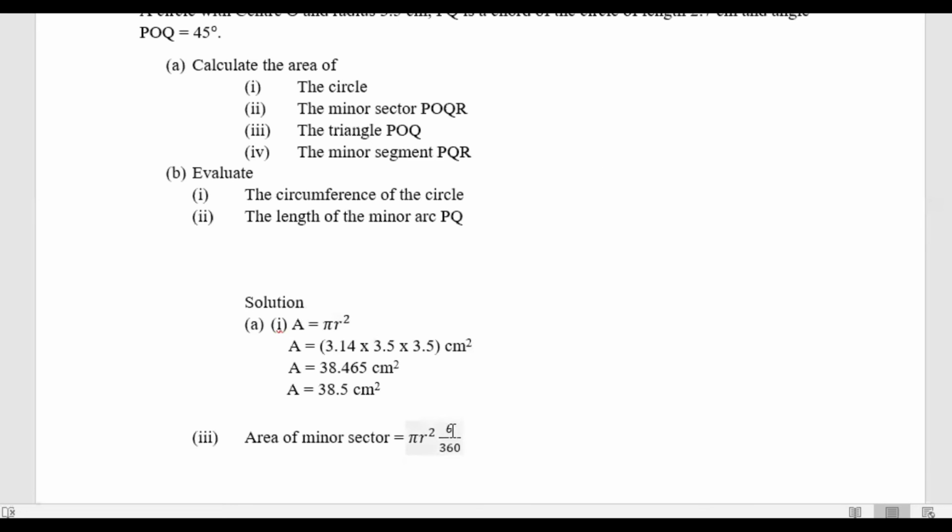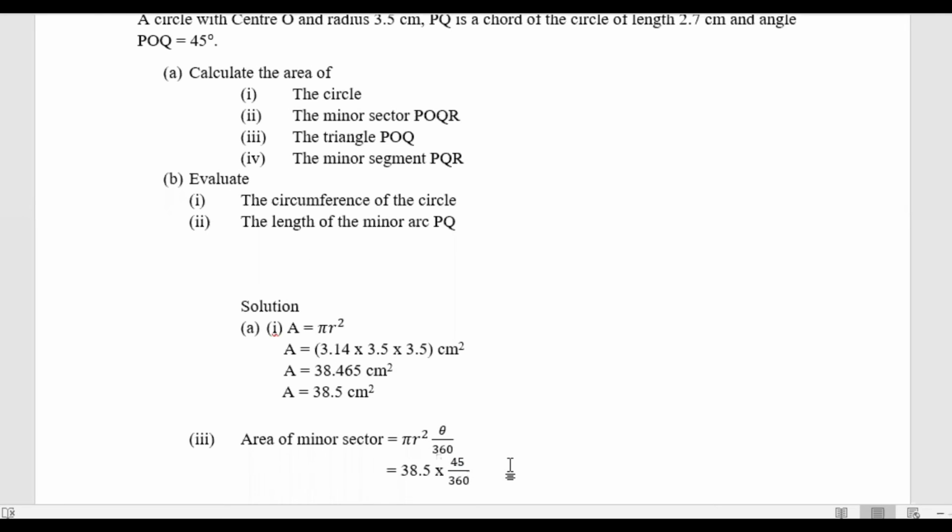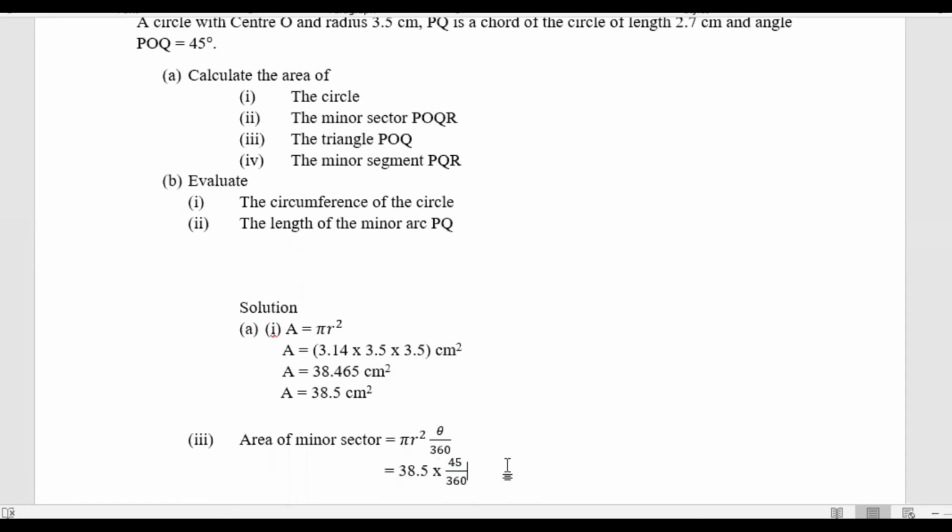Here you don't have to calculate back. They give us the degree, which is 45. We do not need to calculate back the area because we already found the area. So this will be 38.5 times the degree, which is 45 upon 360. All right, and when we calculate that, what do we get?